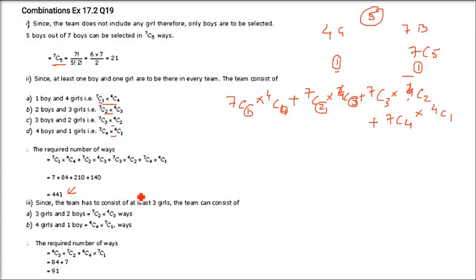At least 3 girls. At least 3. Minimum is 3. You can go whatever number you want. So you have 3 girls now. So how many boys can you take? You have 3 girls. Boys is now 5 you have to make. So it's 2 boys. Now you take all the girls. So boys will be 7C1. So this is the possibility. Multiply and add. 91 will be the answer.